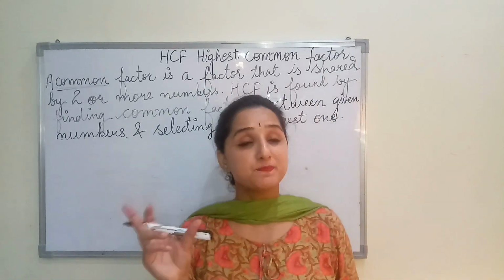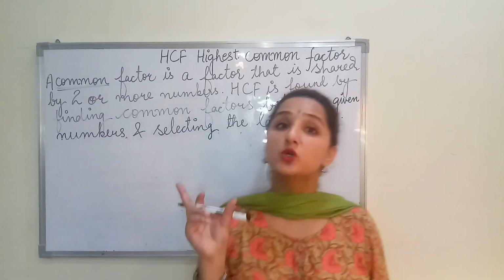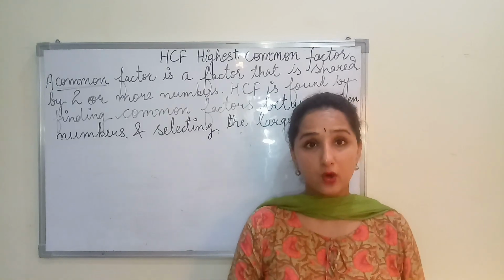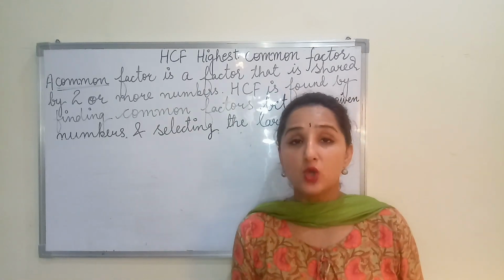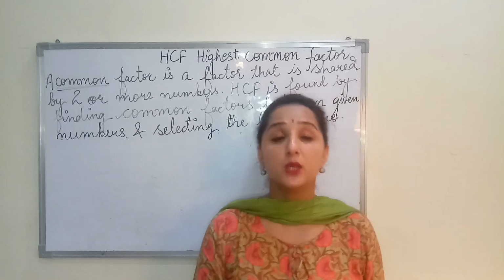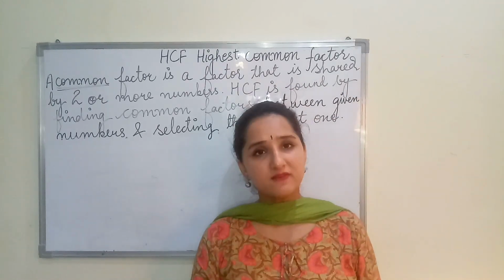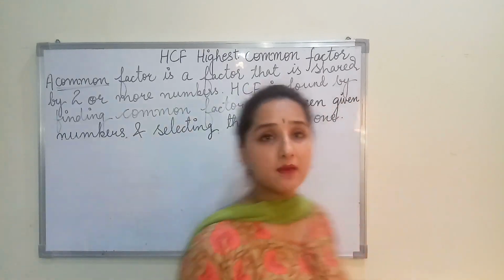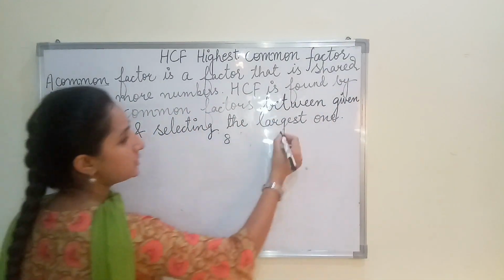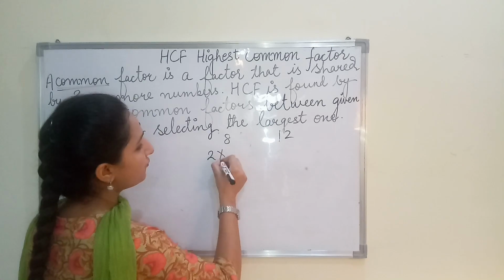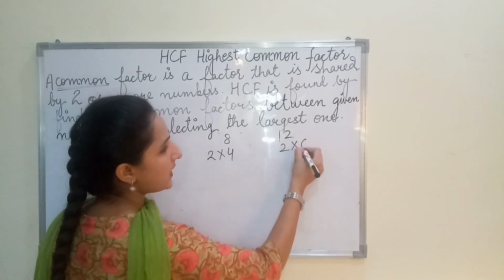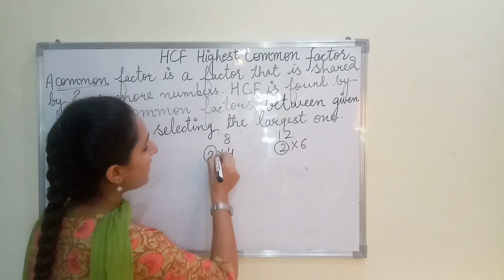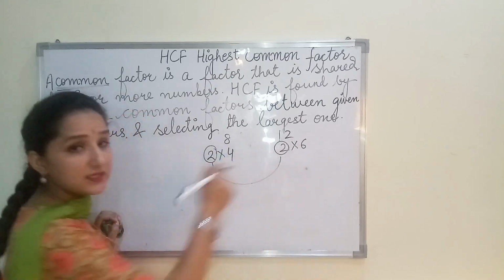So सबसे पहले हमें क्या word strike हुआ? Common factor. So first of all, before finding the highest common factor, हमें पता होना चाहिए what is common factor. A common factor is a factor that is shared by two or more given numbers. Like if you have 8 and 12, that is 2 4s are 8 and 2 6 are 12. So 2 is the common factor that is shared by both these numbers.